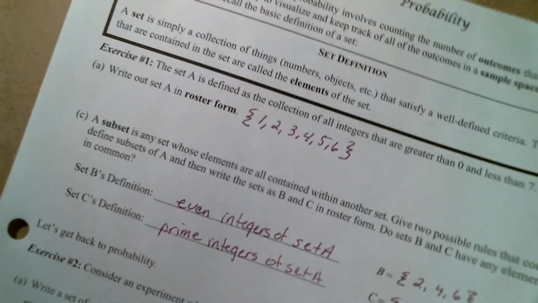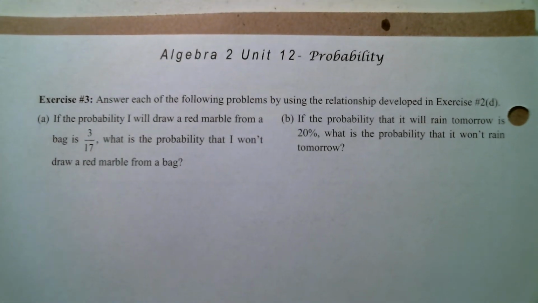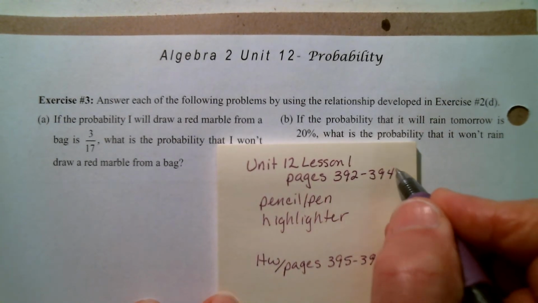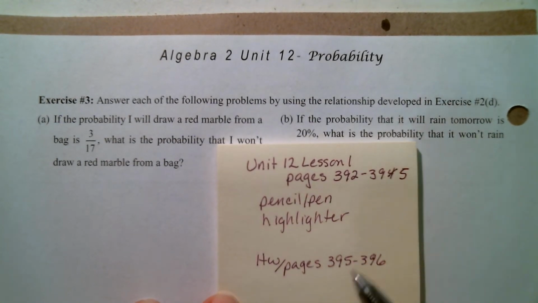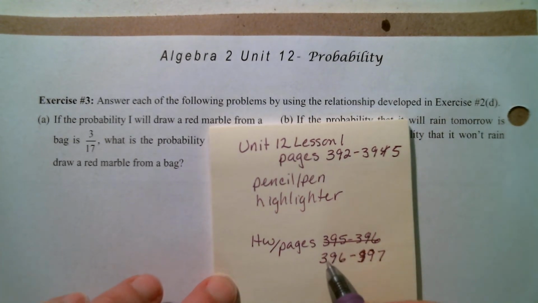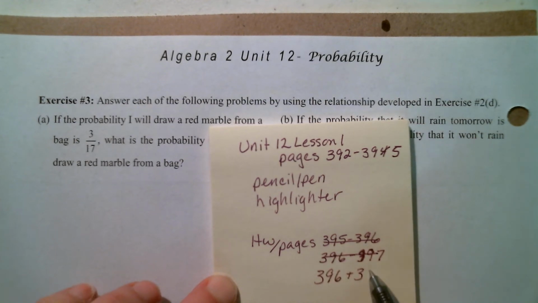Oh, and there was one other question here. Sorry about that. So there's one last question on page 375. So I was mistaken in the beginning. That means the homework must be pages 396 to 397. Try that once more. Homework's page 396 and 397.